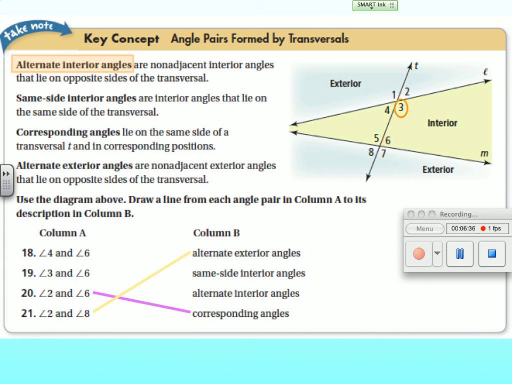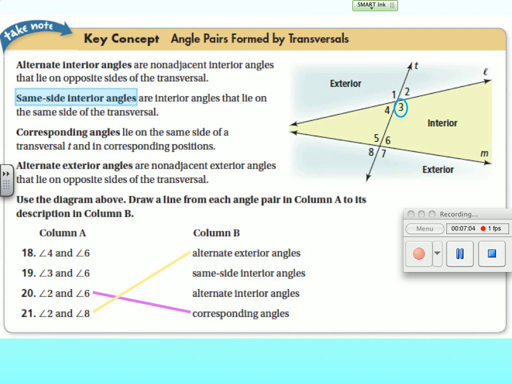Another type of angle that is created by these lines are same side interior angles. We also call these consecutive interior angles. They are angles that lie on the same side of the transversal. So if I look at angle 4, the consecutive interior angle with angle 4 would be angle 5. If I look at angle 3, the same side interior angle with angle 3 would be angle 6.